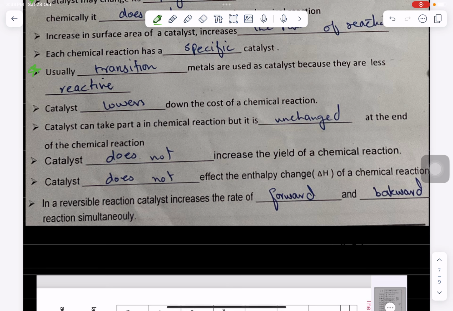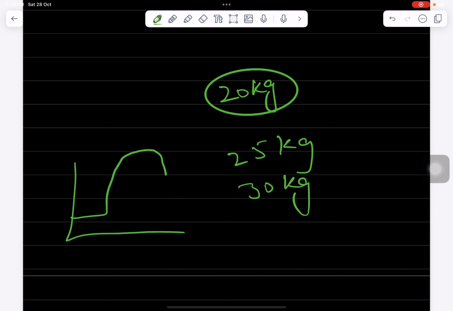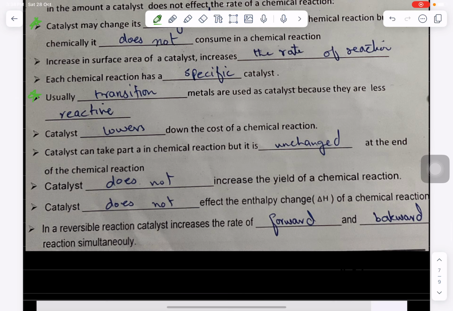Now, the next point, catalyst does not affect the enthalpy change. What is the enthalpy change? This is the enthalpy change which I'm going to show right now. This one is the enthalpy change, this thing. And it will not change, either we use a catalyst or we don't use a catalyst, okay? It will remain the same in each case, okay?